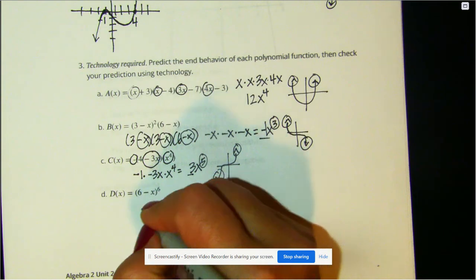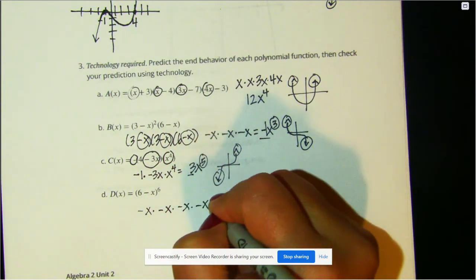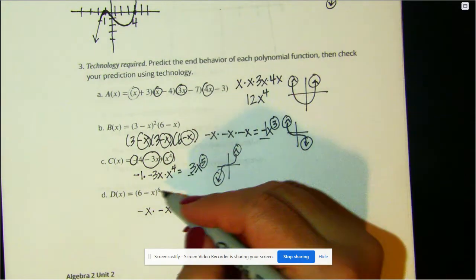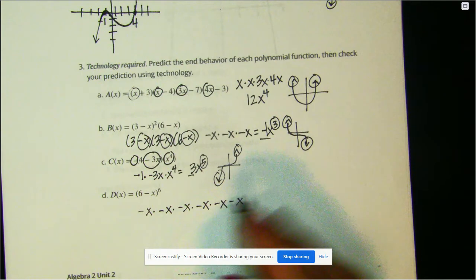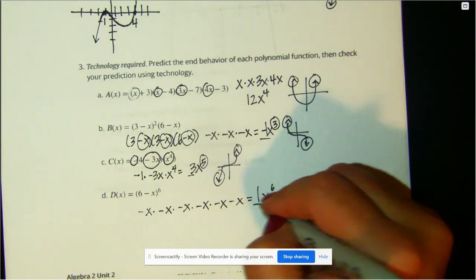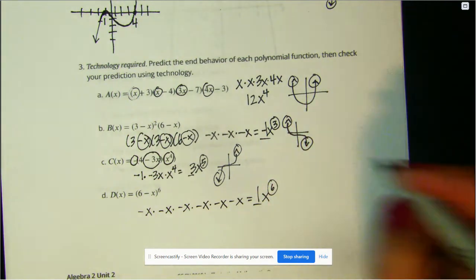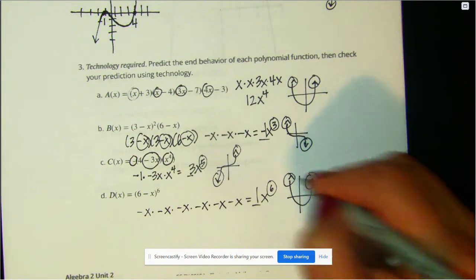And then this, imagine if I wrote those out 6 times, right? So every 2 negatives make a positive, so it's going to be positive x to the 6. So it's a positive with an even. So if I looked at this, both ends should be going up.